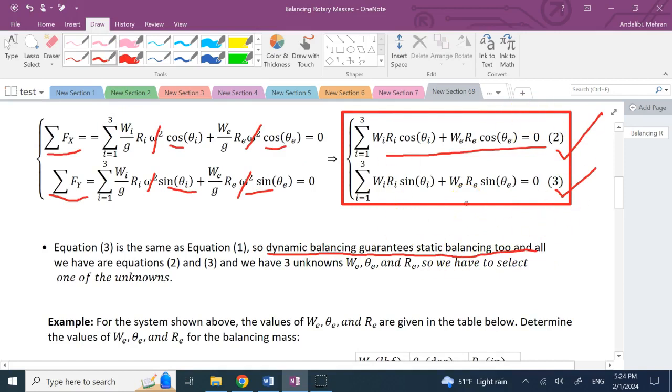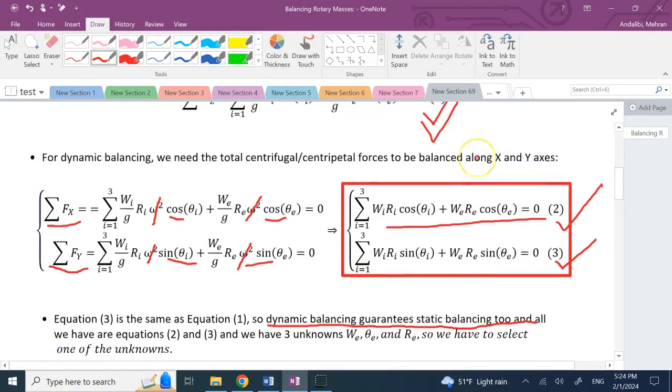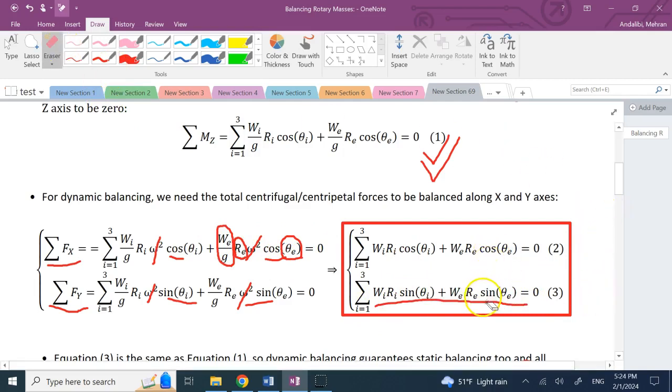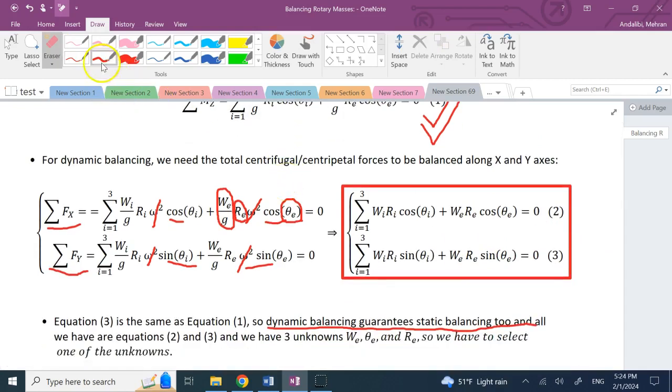And how many parameters can we choose? Well, you can choose the mass of the ME, you can choose the radial distance of that, and you can choose the angle of that. So ideally, it seems like you have 3 parameters to choose and 2 equations to satisfy. So it seems like you have more equations than you really need. But let's take a look at these 2 equations and analyze it one more time.